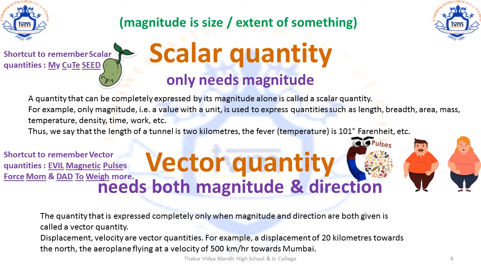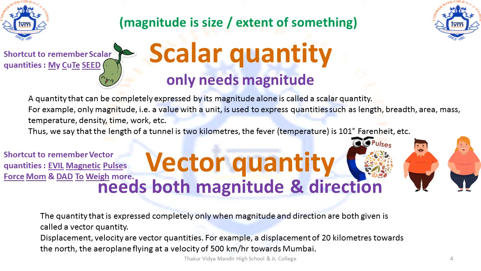Now, the shortcut to remember the scalar quantities is "my cute seed". M for mass as we had seen before, C for charge, TE for temperature, S for speed, E for energy, E for electric current, D for distance, density, etc. This shortcut is sufficient for standard 7th level of scalar quantities.